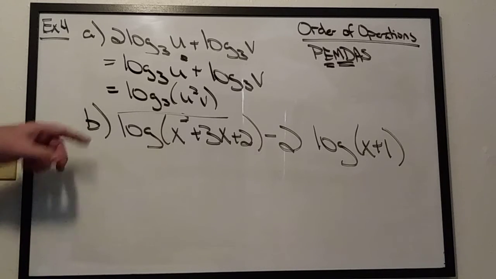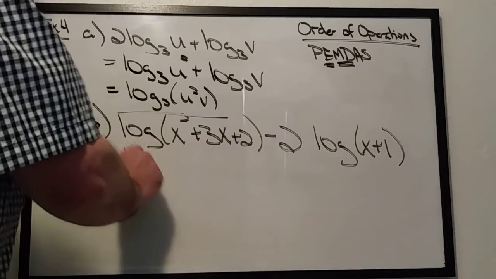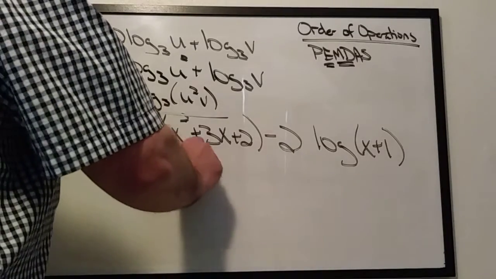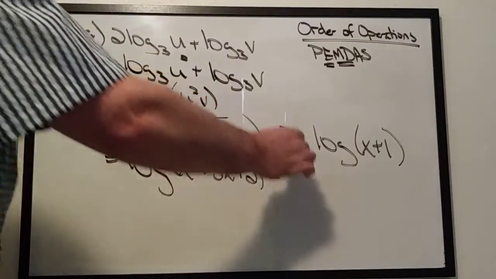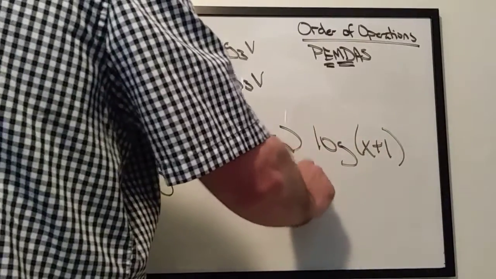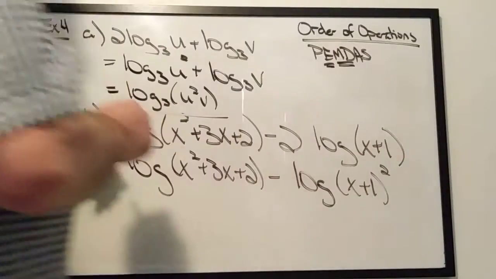Next, as you look at part B, once again, the first thing I'm going to notice on this problem is that I have a number out in front of a logarithm. If I have a number out in front of a log, that's associated with an exponent idea, so I'm always going to start with that. So this is going to be log of x squared plus 3x plus 2 minus, and then bring this power of 2 up, log of x plus 1 quantity squared.